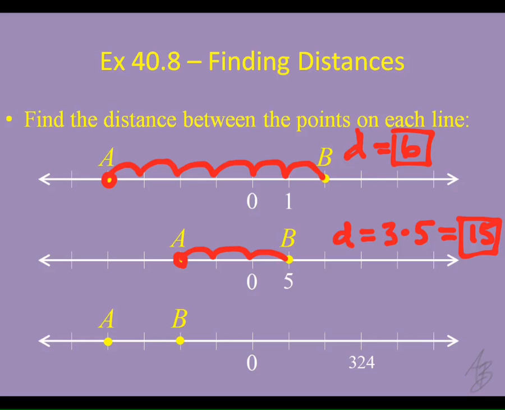So how about the third one? Sam. Guys, the first thing we're going to do is divide 324 by 3. Why would we do that, Sam? Because to get from 0 to 324, you have to do 3 jumps.